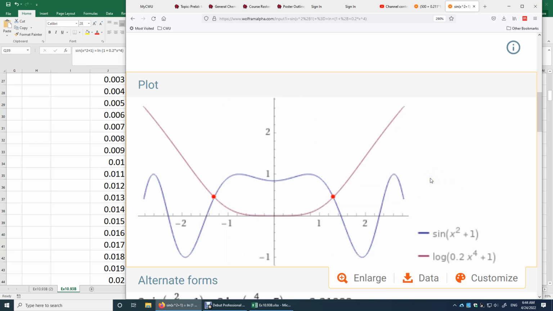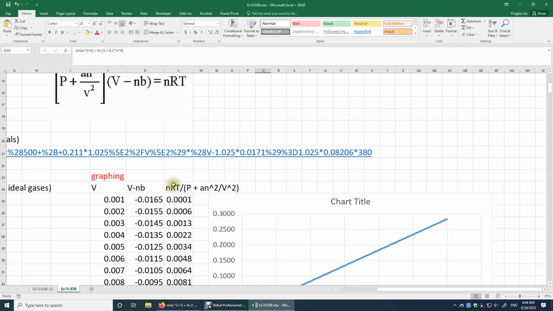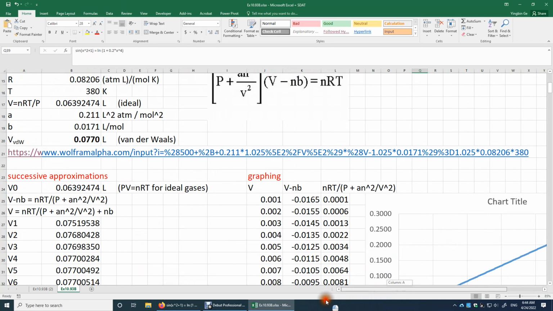All right, enough said. You can actually use the three methods, Wolfram Alpha, the method of successive approximations, and the third method is graphing, to solve pretty much any numerical equations, no matter how complex this equation is, how intimidating it looks, you can solve the equation.